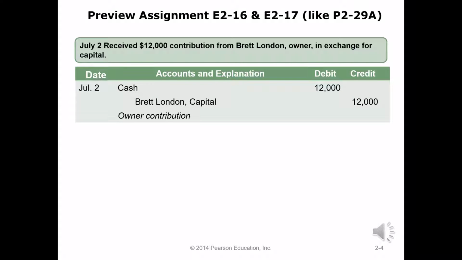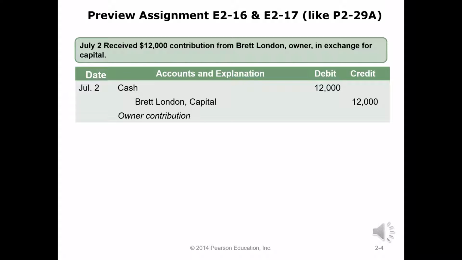Here's the journal entry for July 2 when we received $12,000 from Brett London. We debit cash for $12,000 and we credit Brett London capital for $12,000. The explanation is simply owner contribution.